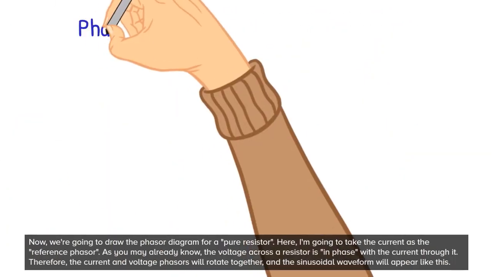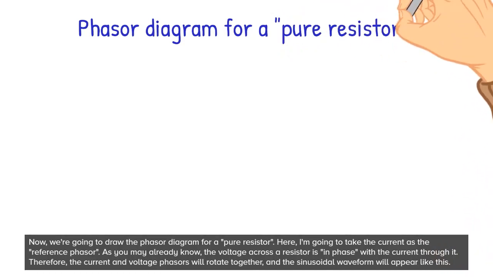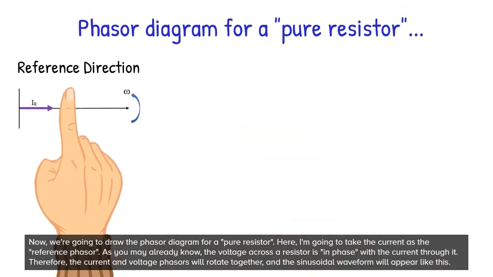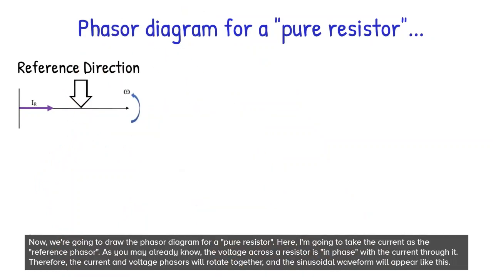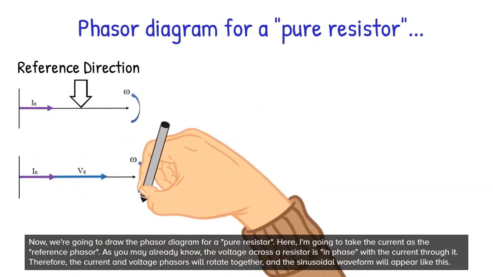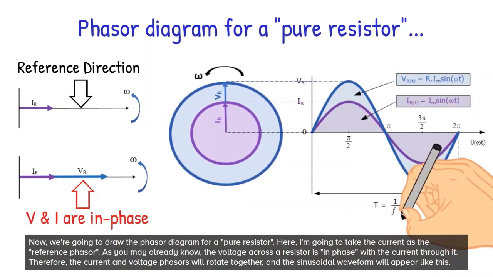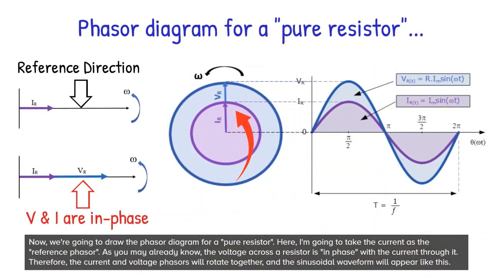Now, we're going to draw the phasor diagram for a pure resistor. Here, I'm going to take the current as the reference phasor. As you may already know, the voltage across a resistor is in phase with the current through it. Therefore, the current and voltage phasors will rotate together, and the sinusoidal waveform will appear like this.